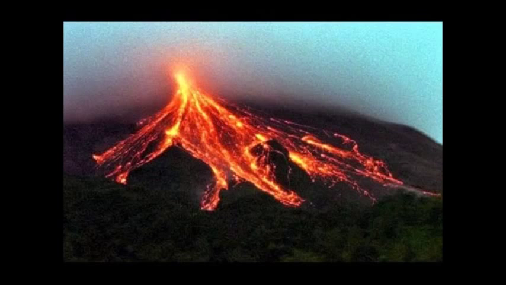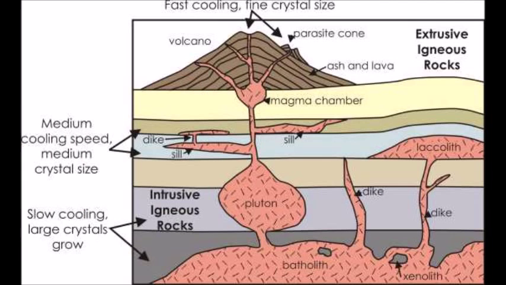And plutons, this is where magma crystallized deep inside the Earth's mantle. If there's magma, it's got to be in the mantle, because the crust is just rock.